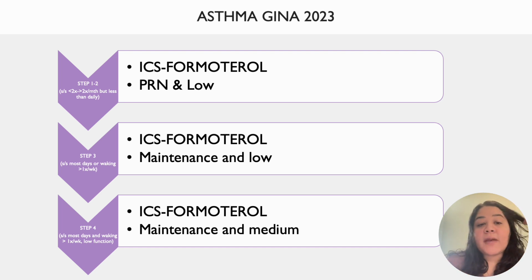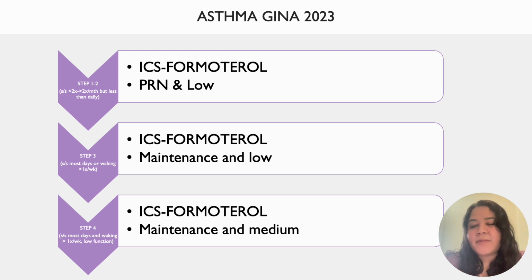Ready? So steps 1 and 2 indicate that the patient is having very few symptoms, usually less than 2 to a little bit more than 2 times a week. However, it's not really affecting their life that much, and they definitely don't have symptoms during the nighttime. For these 2 steps, we're going to offer ICS formoterol PRN for step 1 or ICS formoterol combo in low maintenance for step 2. Do you see that? It doesn't really change. We go from PRN to maintenance.